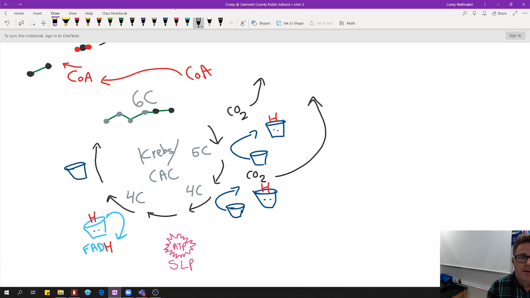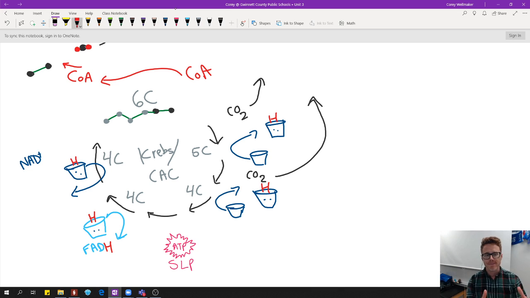And then finally, as it swoops back around to the beginning, another NAD+ is going to come in, and it's going to oxidize this 4-carbon molecule. It's going to strip away some of these high energy electrons. It's going to get a hydrogen with it as well. And finally, at this point, the 4-carbon molecule is regenerated back into oxaloacetate.